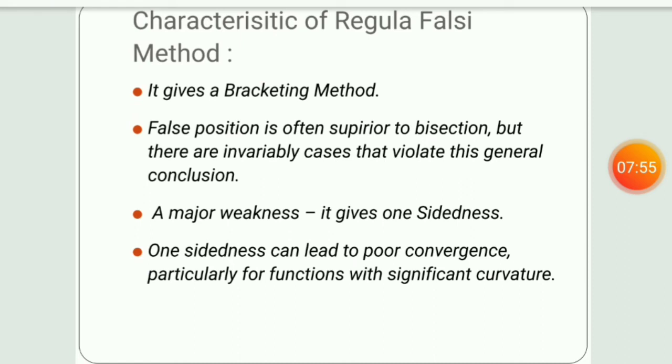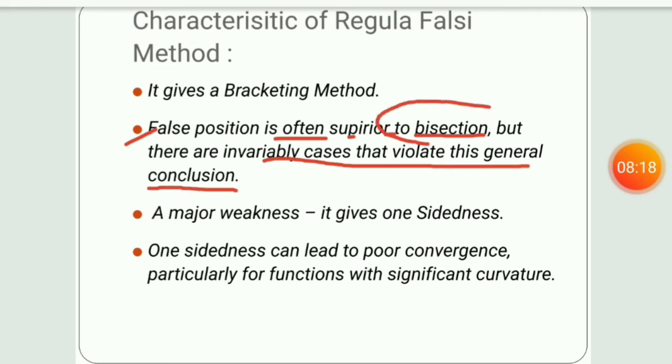Now what is the next point? The next point says false position is often superior to bisection. Yes, it is often superior to bisection, but there are invariably cases that violate this general conclusion, like we have seen in just the last question, where this conclusion is violated. For that question, the bisection method gives a better solution than the Regula-Falsi method.